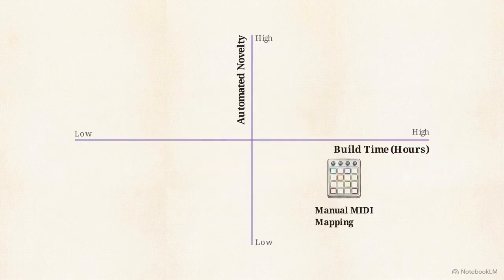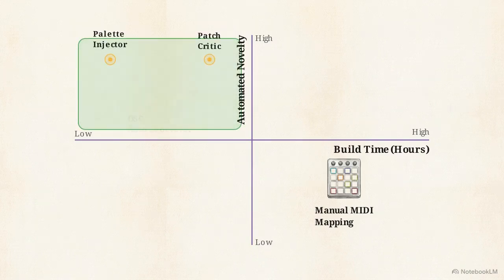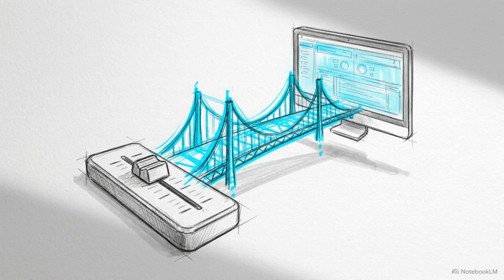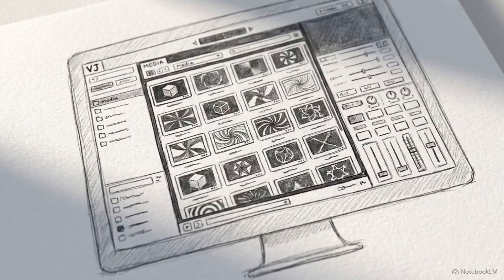Mapping projects by the time they take versus the utility they deliver reveals that standard manual MIDI mapping sits in the high-time, low-novelty zone. These 3 projects fit within that 17-hour window and provide new ways to interact with your rig. Using AI to build a dynamic bridge between hardware and software context offers a higher return on a weekend build than generating static visual loops.